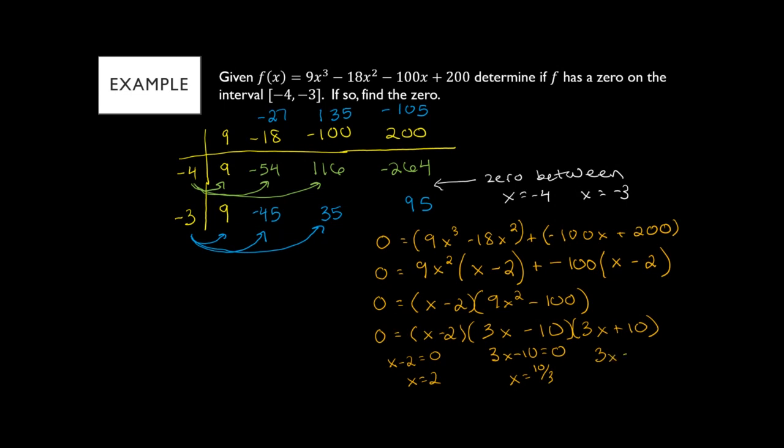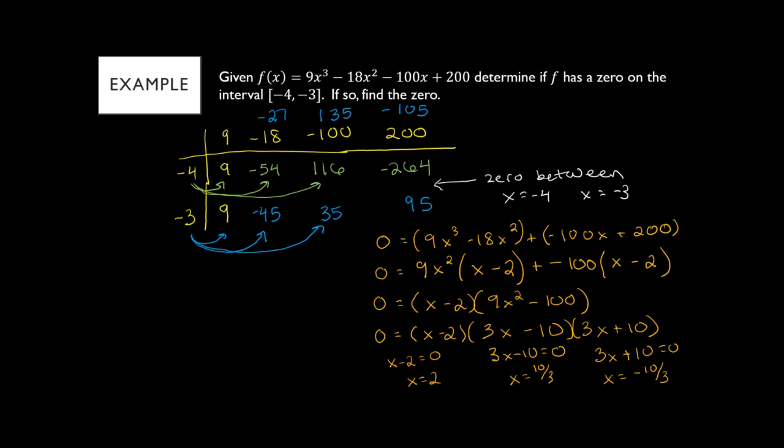And then we have 3x plus 10 equal to 0. We subtract 10, divide by 3. That gives us negative 10 thirds.